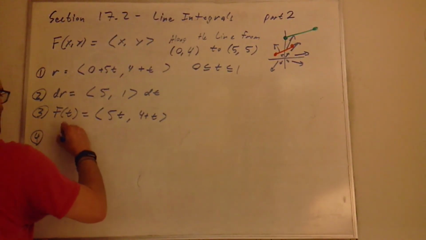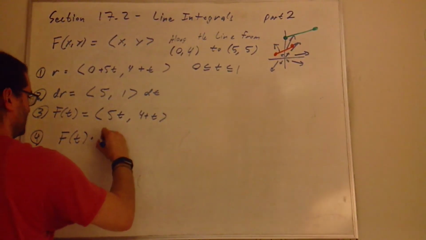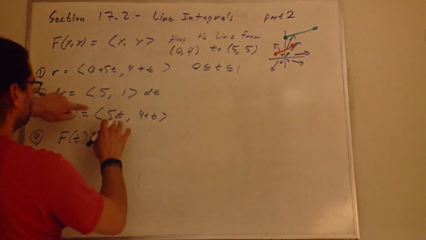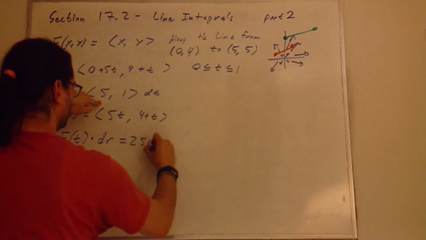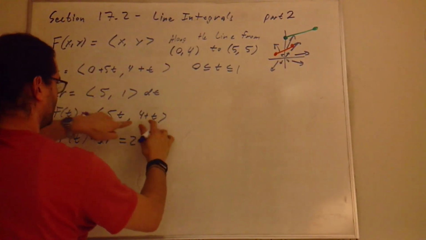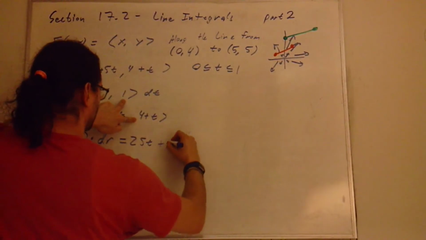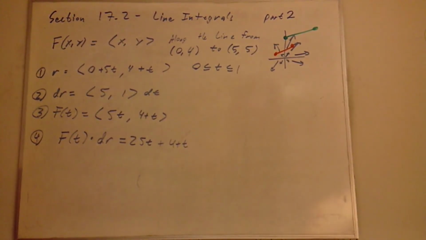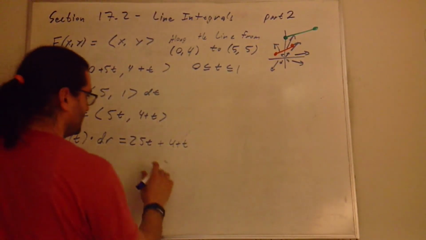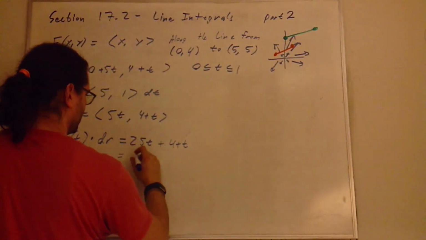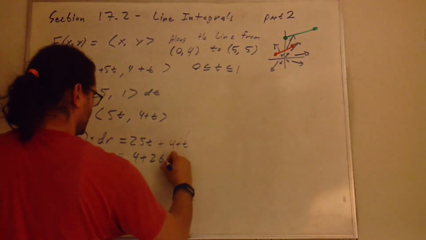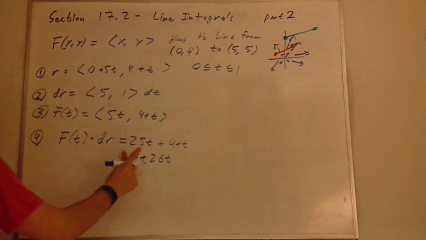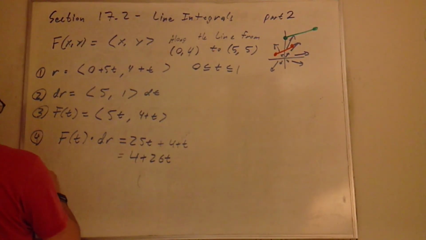Step 4, we need the dot product. F of t dot dr. That is going to give us 25t plus 4 plus t. Seems fine. This is going to end up being 4 plus 26t. I bet this isn't going to give me a 0 answer when I integrate.